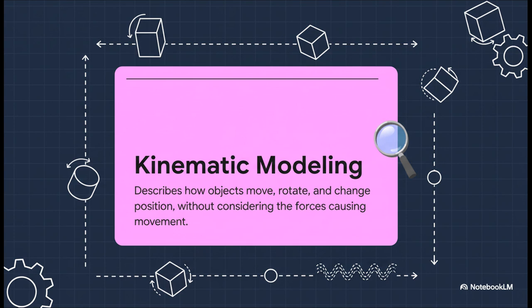Now, the most important thing to get here is that kinematics only cares about describing the motion itself. The position, the rotation, the scale. It's all about the what and the how of the motion. It does not care about why it's happening. We're not worrying about physics like gravity or friction just yet.